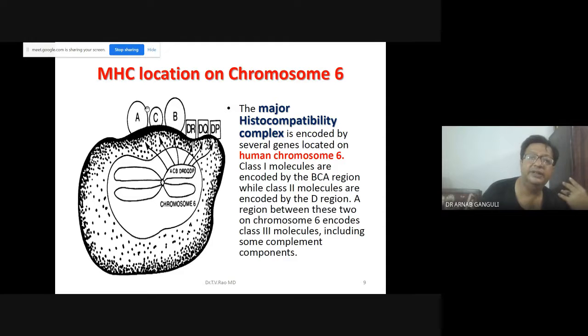encoded over here. In this chromosome you can see A, C, B, DR. DR is another region, DQ is another region, DP is another region. This is basically inside chromosome 6. Inside, this is the whole cell, chromosome 6. It shows the regions A, C, B, D, R, Q, P, with their names on this chromosome. This is printed from Dr. T. V. Rao's slide.